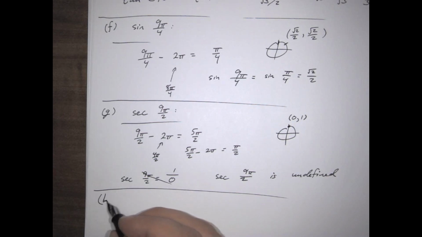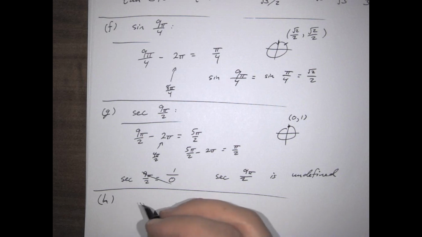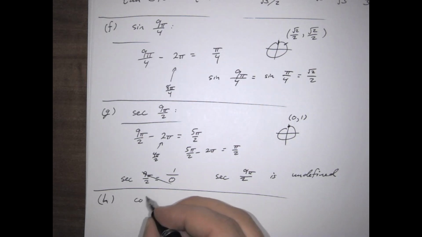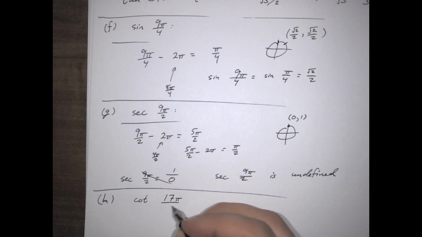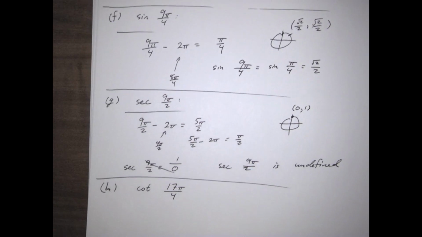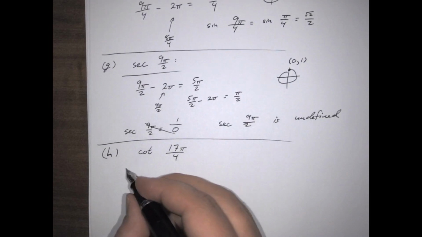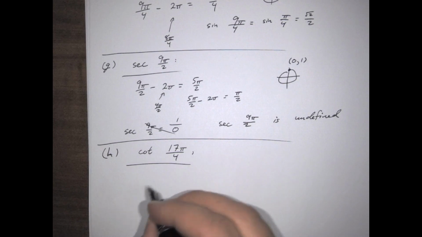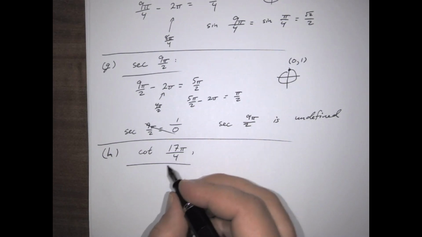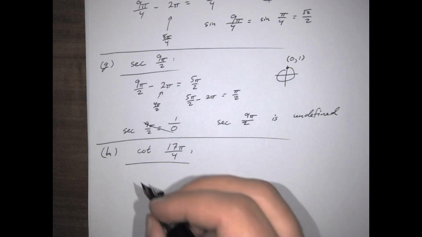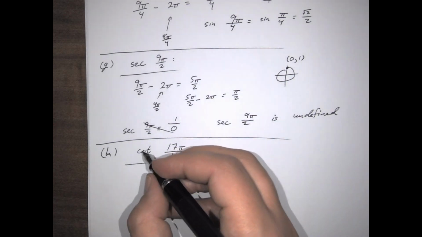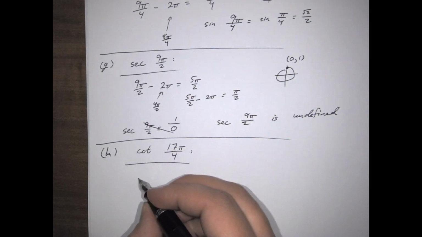All right, H, and I think this can be pretty much the last one. Let's go with something worth our while. Cotangent, 17 pi over 4. Let's think about that. Well, we've been just subtracting 2 pi's before because we were talking about sine and secant and cosine and cosecant. But whenever we're talking about tangent or cotangent, it's multiples of pi. So let's just think about this.